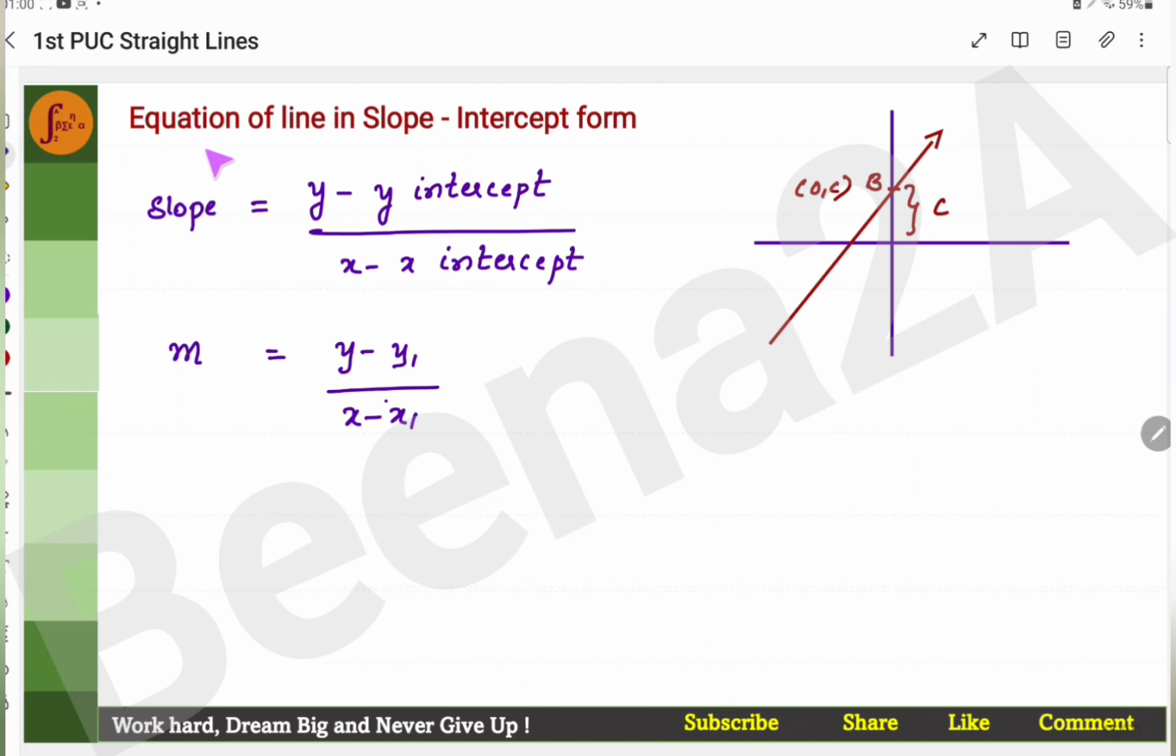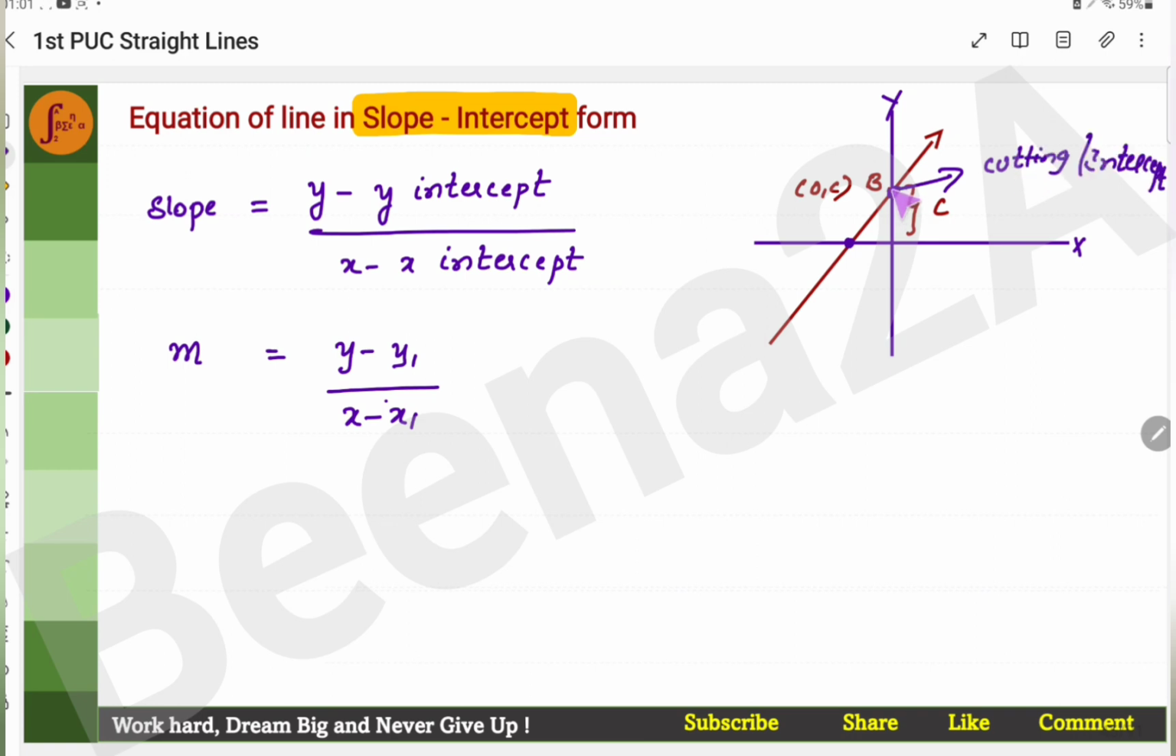Now we look at another topic, finding equation of line in slope intercept form. What is intercept? Anytime a line cuts the x-axis or y-axis, now you see this particular line. This is cutting the y-axis at some point. And this is also cutting the x-axis at some point, right? Wherever it is cutting the axis, x-axis or y-axis, that becomes the intercept. That cutting is called an intercept.